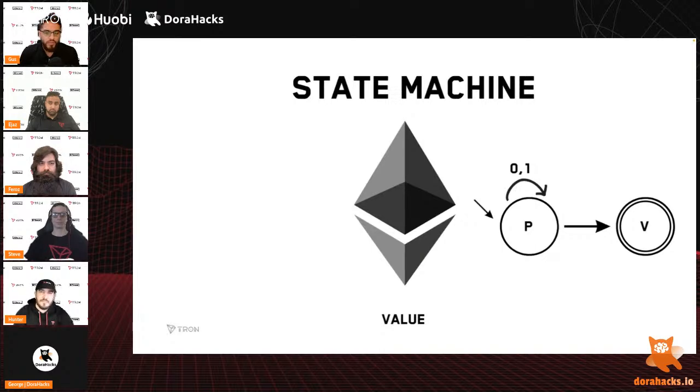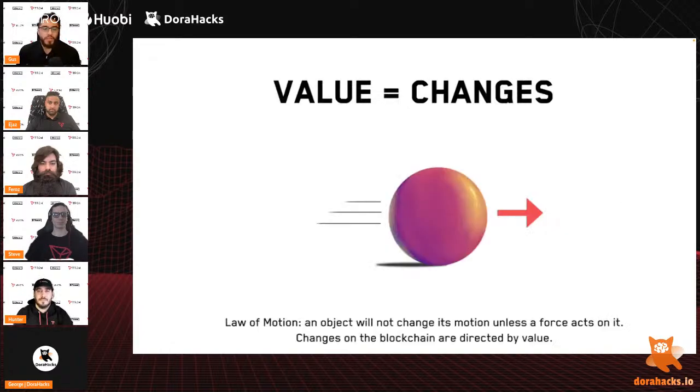So all activity from someone signing a transaction or doing something, it could be encapsulated into a smart contract. That code could be compiled down and then added to the blockchain. So all acts could be added to the blockchain, not just financial inputs and outputs. And the key thing is that value equals changes. So in the concepts of physics, there's a law of motion that says an object will not change its motion unless a force acts on it. And it's the same thing on blockchain, because a blockchain will stay stagnant unless someone is causing a change.